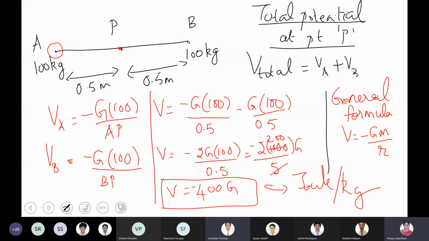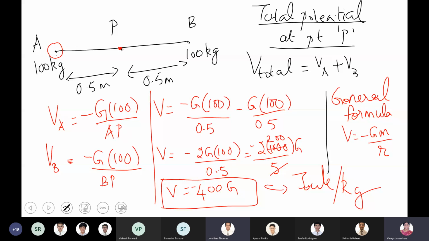Ma'am, potential is not a vector quantity. Gravitational potential is a scalar quantity. It's work done. Potential energy is also a scalar quantity. Only electric field intensity is a vector quantity. Ma'am, out of all of the things that we've derived, is only gravitational field intensity a vector? That's a vector, boys.